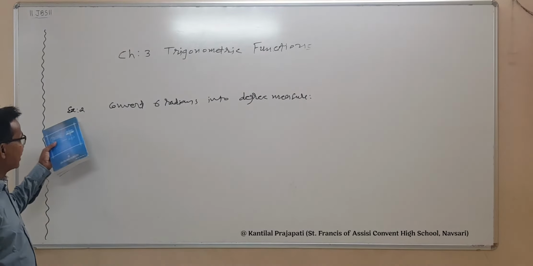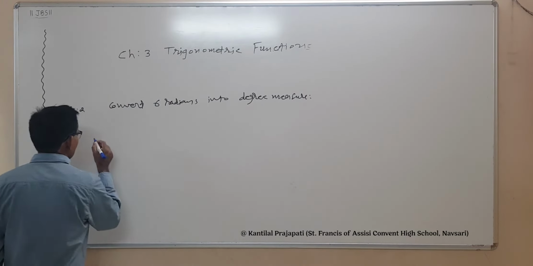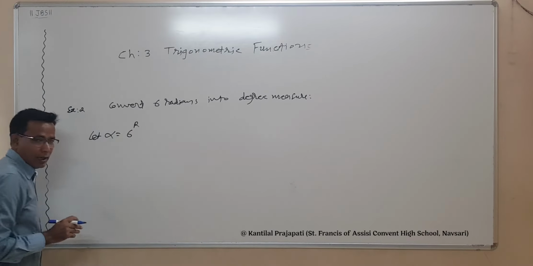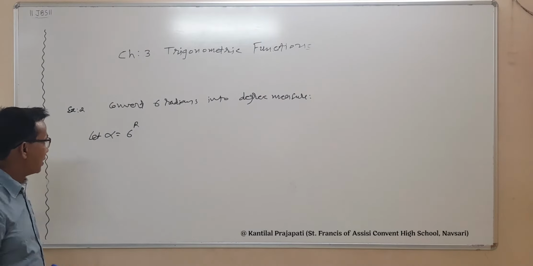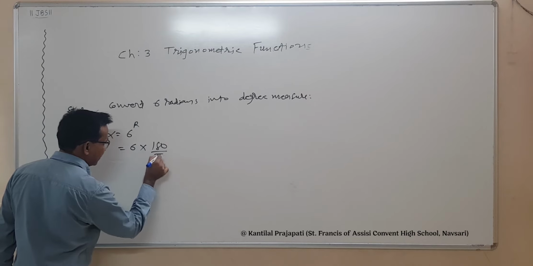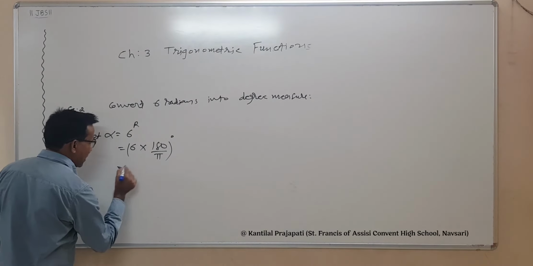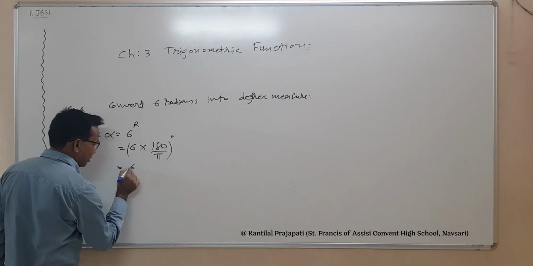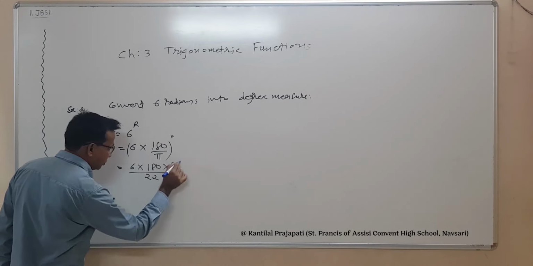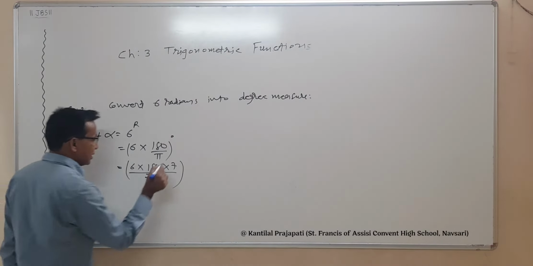Okay, we are going to solve example number 2. Convert 6 radian into degree measure. Let alpha be equal to 6 radian. Now to convert radian into degree measure, we multiply by 180 upon pi by the formula. Put pi equal to 22 by 7. So 6 into 180 into 7 divided by 22. The 7 in the denominator of the denominator multiplies the numerator. This is the degree measure.